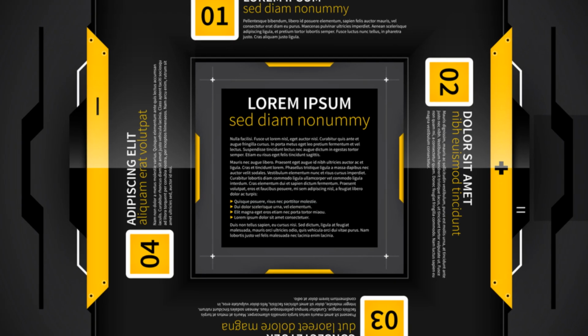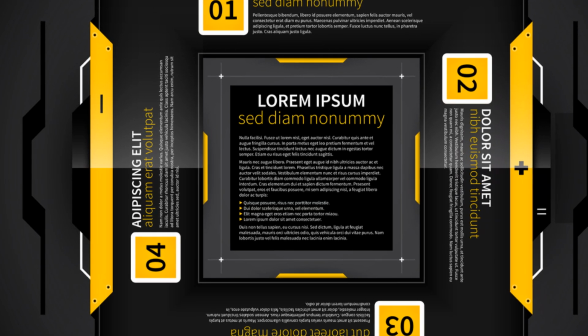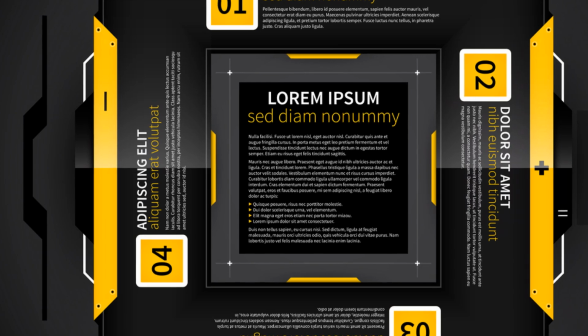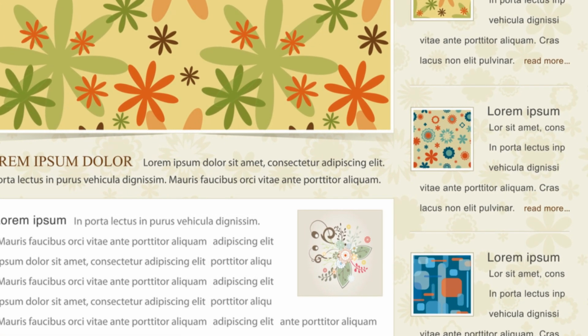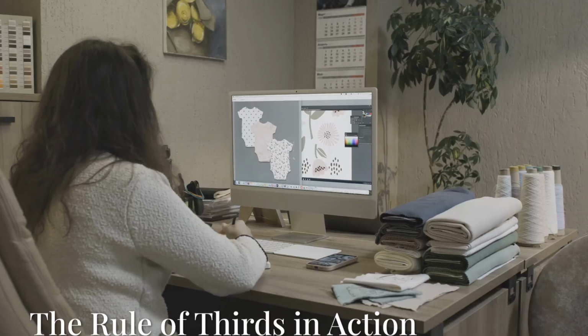Shifting elements to align with grid lines creates dynamic compositions. The rule of thirds enhances visual flow and engagement. Understanding this rule provides a foundation for informed design decisions.